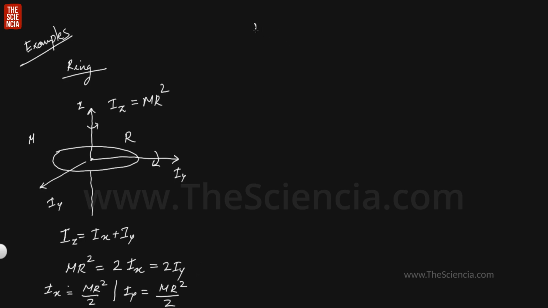Next we discuss an example for the next theorem, that is the parallel axis theorem. Again we are taking a ring of mass m and radius r, and it is rotating about its center of mass. So this value is ICM, the moment of inertia is equal to ICM. Now we are shifting this axis of rotation to here.